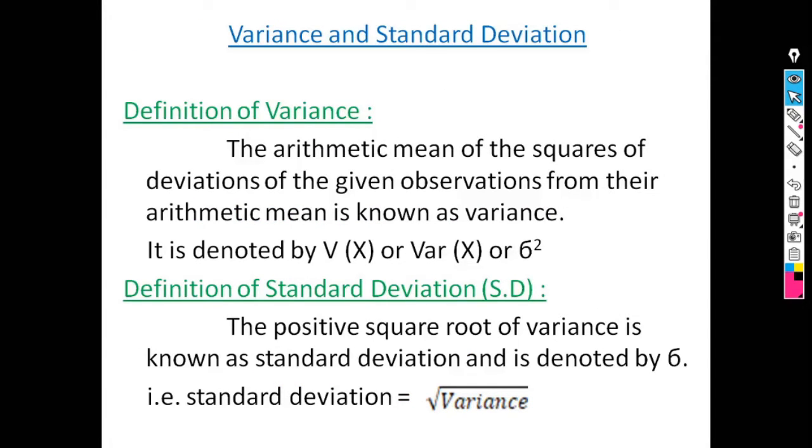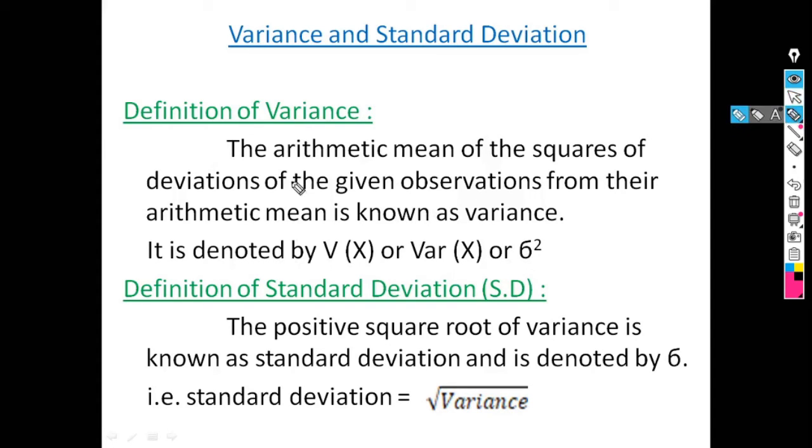In today's lecture, we see our next measure of dispersion, that is variance and standard deviation. The definition of variance is: the arithmetic mean of the squares of deviation of the given observations from their arithmetic mean is known as variance. It is denoted by V of x or var of x or sigma square.